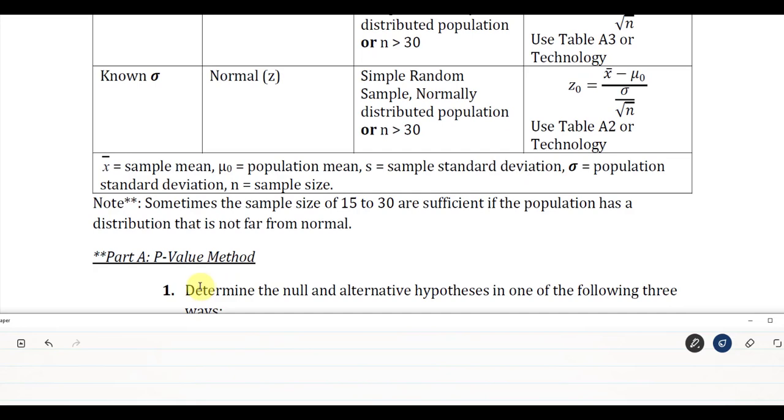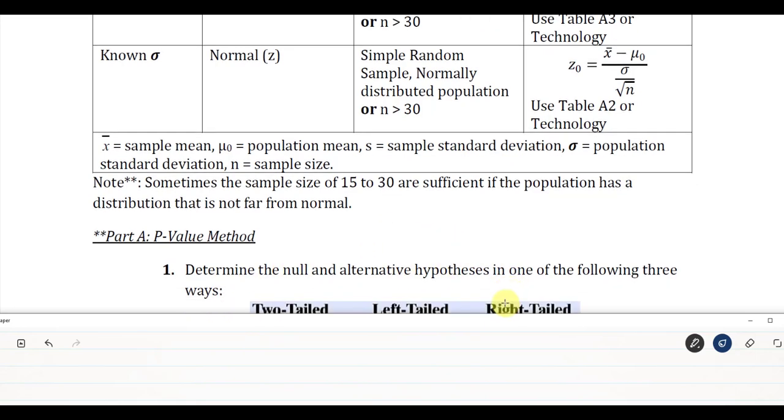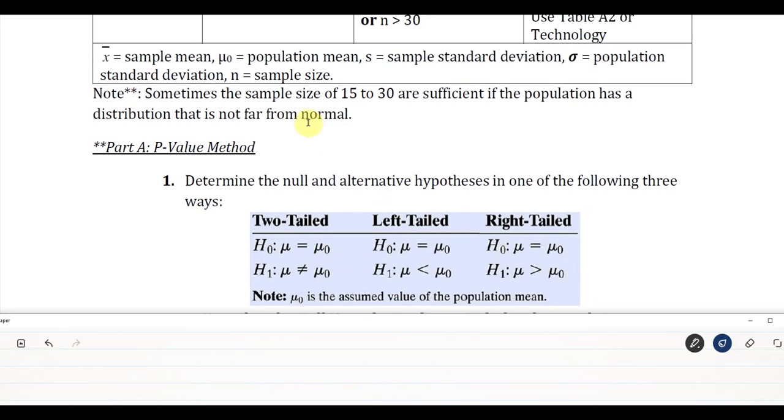There are a few steps for the p-value method, similar to what we saw in the proportion case. The first step, as always, is to determine the null and the alternative hypothesis in one of the following three ways. Again, we have the two tails, the left tail, and the right tail. For the null hypothesis, we always include the equal sign. So we assume that the population mean is equal to some value, mu naught, for all three cases. For the two tails, the alternative hypothesis H1 is different from the assumed value.